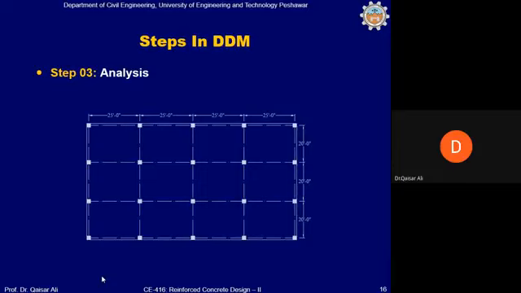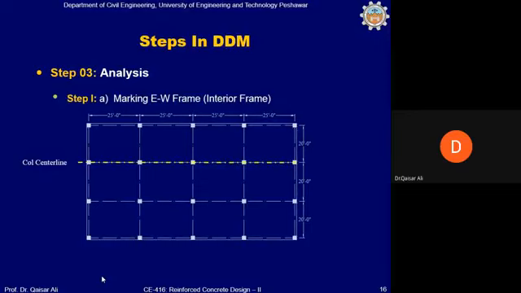The first step, which we call step 1A, sub-step A, is marking of the frame, and marking of the east-west interior frame. So we will do it like this. We will mark the column center line. The column center line will be marked in this manner. You can see in the animation the yellow dashed line.